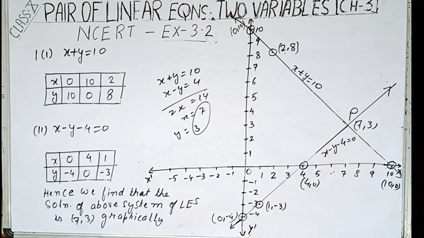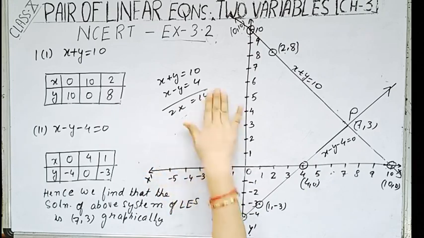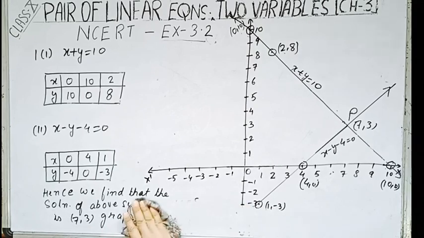But suppose by mistake your line is not coming properly, you are not drawing the line properly, then in your mind or at a separate place you calculate it, and you will be definite where the lines will be crossing each other. It's for the safer side of your solution. So we will write, hence we find that the solution of the above system of linear equations graphically is 7, 3. Hence we get that the number of the girls is 7 and the number of the boys is 3. Answer.